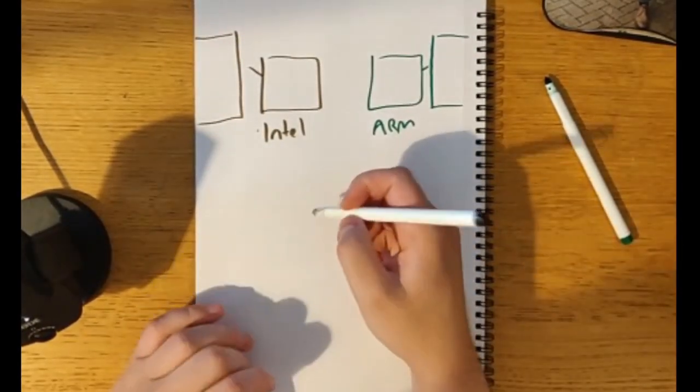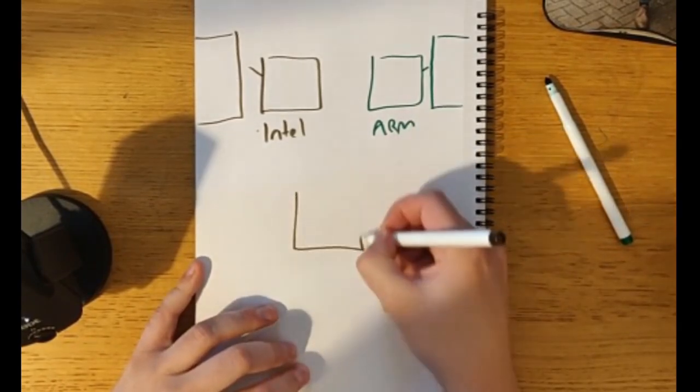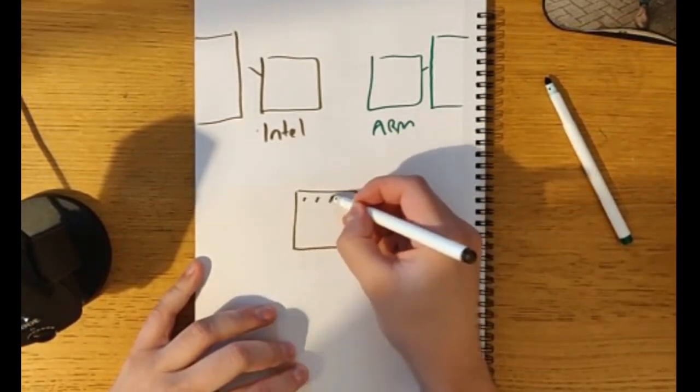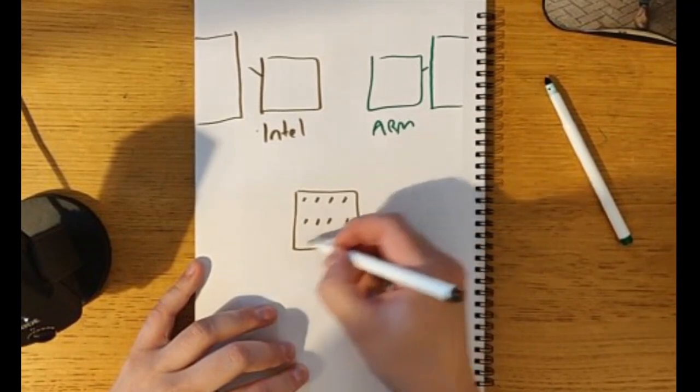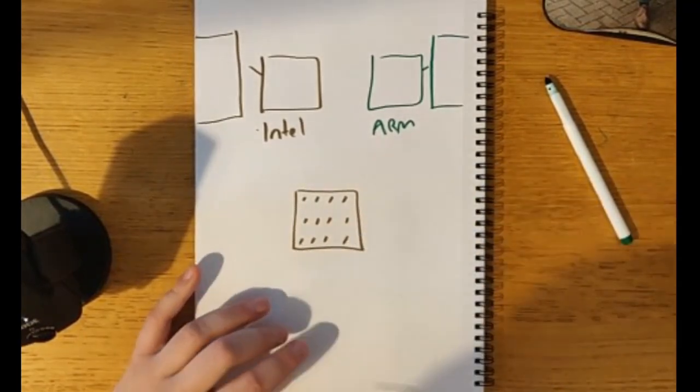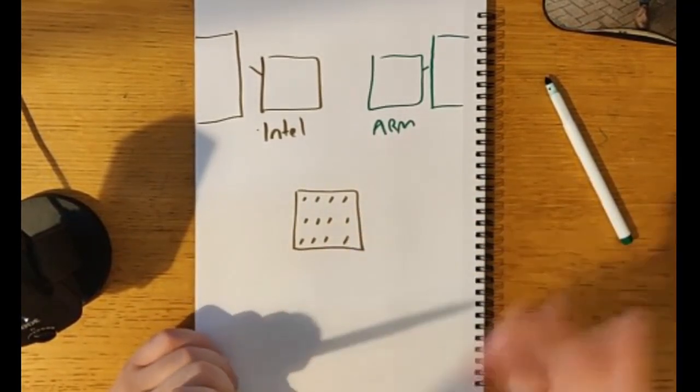Has anyone ever looked at a processor upside down and it looks like a square and it's got these pins sticking out of it? These are just pins that you can apply voltage levels on or read voltage levels off.